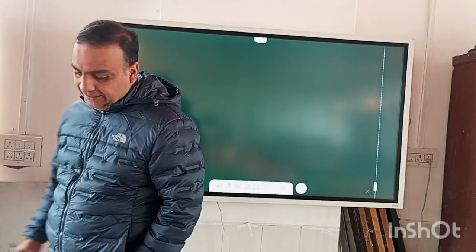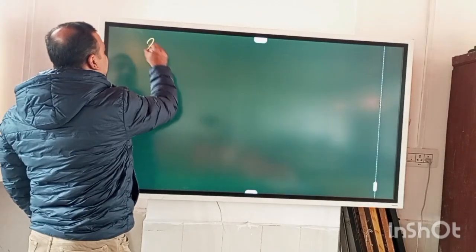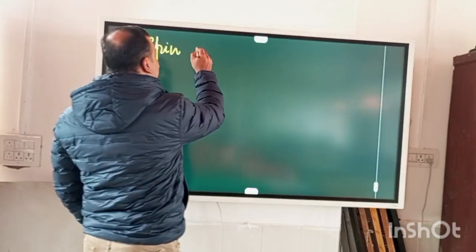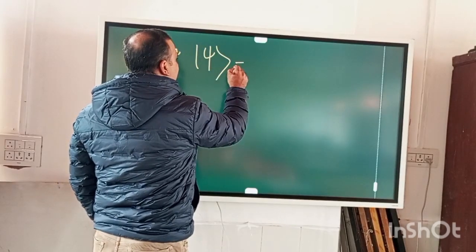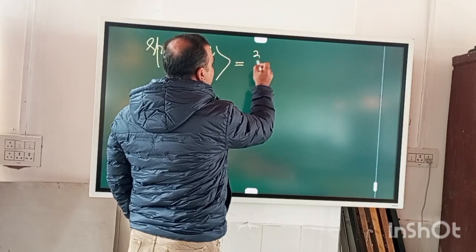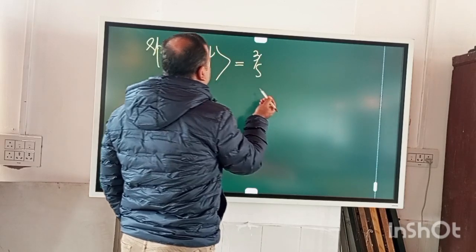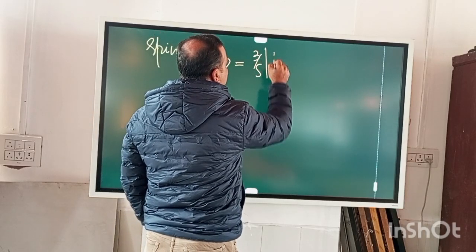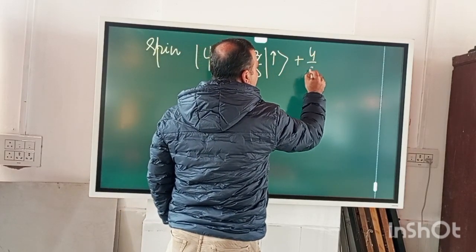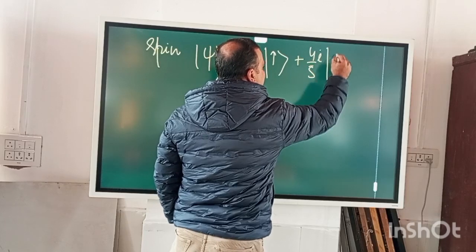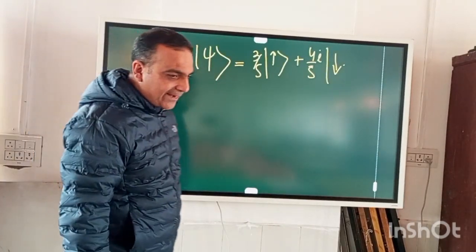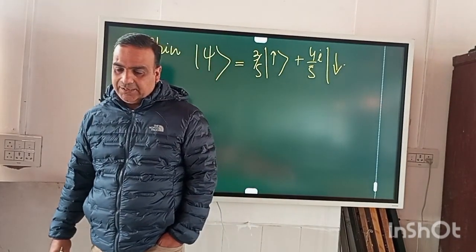We have been taking into account the spin, and I take the state psi equal to 3 by 5 spin up plus 4 by 5 i spin down. So we'll take this problem and try to calculate the probabilities.